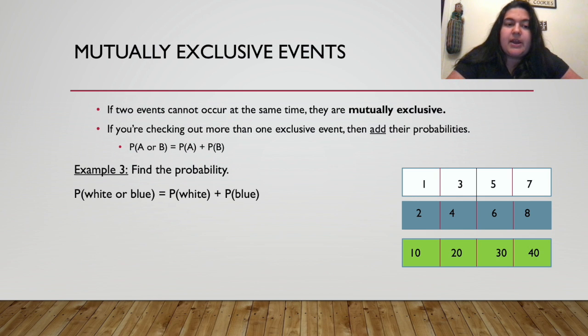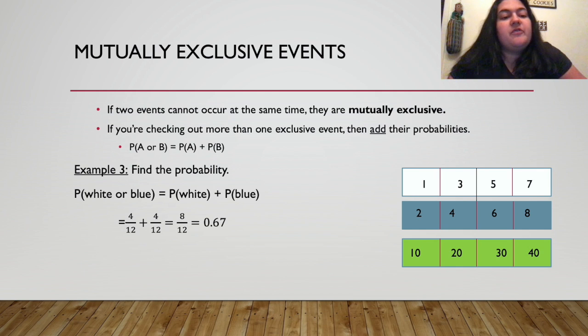Now we have to figure out how many whites we have. Well, that's kind of easy, right? We have 4 whites. And you notice that these are mutually exclusive because there cannot be any option here that is both white and blue. It's not going to happen. So we have 4 out of 12 for white, and then for blue it's the same thing, 4 out of 12.